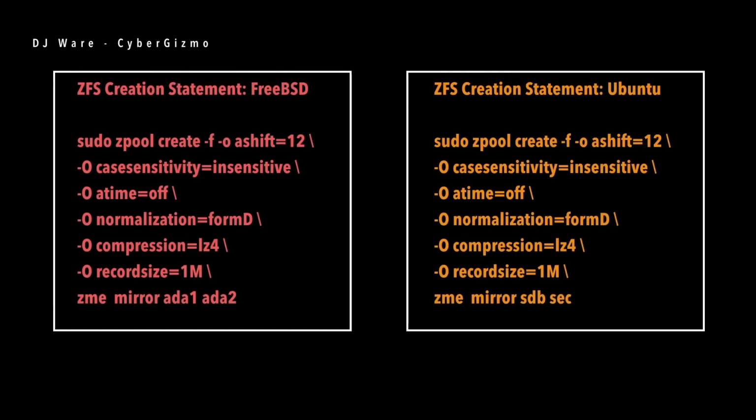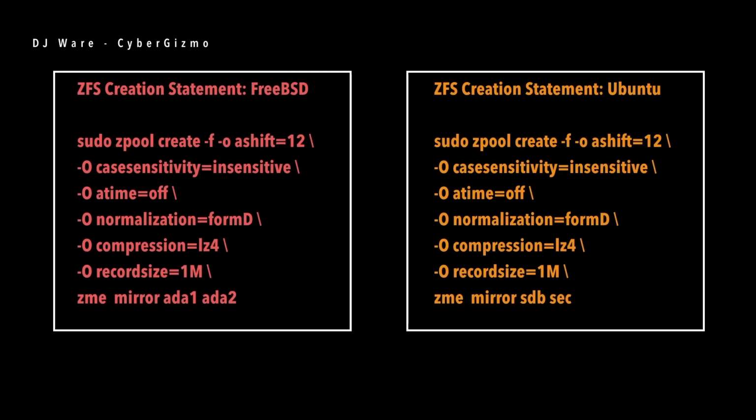Okay, so let's take a look at the results here. They're the same except for the device names. That's the only difference between them. And just quickly, I used ashift 12. Case sensitivity is insensitive. That's more of a convenience for me than it is a performance factor. atime is equal to off. Normalization is equal to formD. That's the default on FreeBSD. It is not the default for Linux, however.